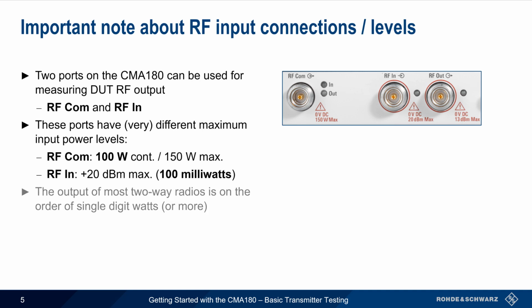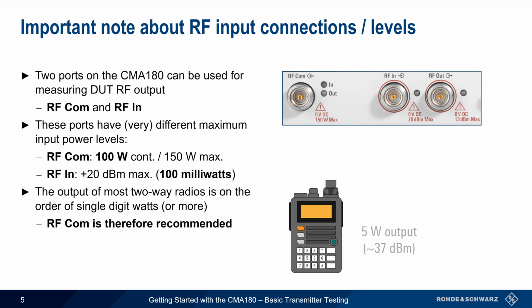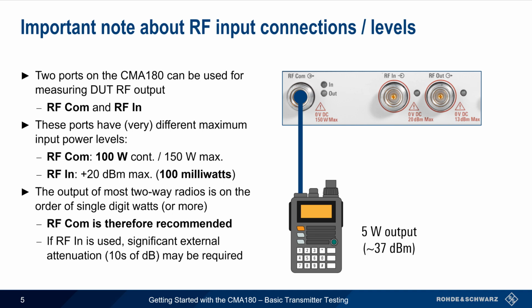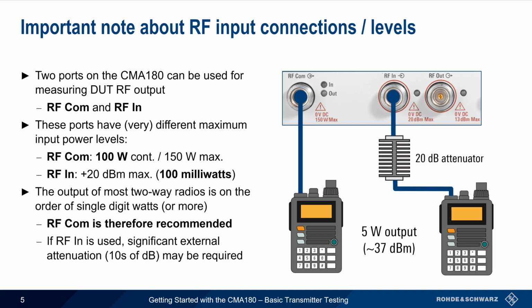Since the RF output power of most two-way radios is on the order of single-digit watts or more, RF COM is the recommended input port, since in almost all cases, it allows the radio output to be directly connected to the CMA180 without risk of instrument damage. If RF in were used, then significant external attenuation, in most cases at least 20 dB, would be needed to protect the input from damage.